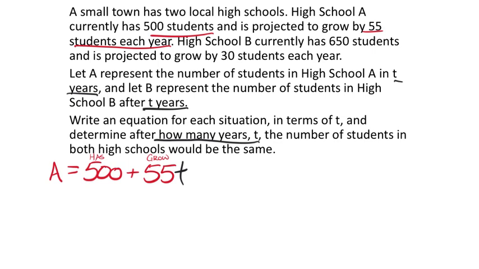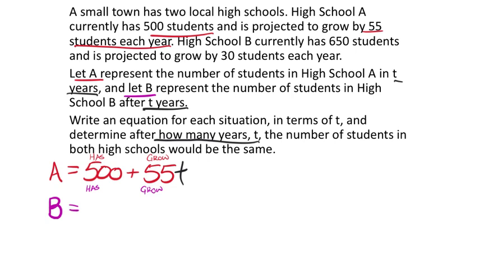High School B, we'll do in purple. So there's High School B. Oh, and they said to let B represent High School B and A represent High School A. That's why I'm using these. So High School B will be represented by B. And what do they say about High School B? Again, you have two different values. You have how many students the school has and how much it's going to grow by.